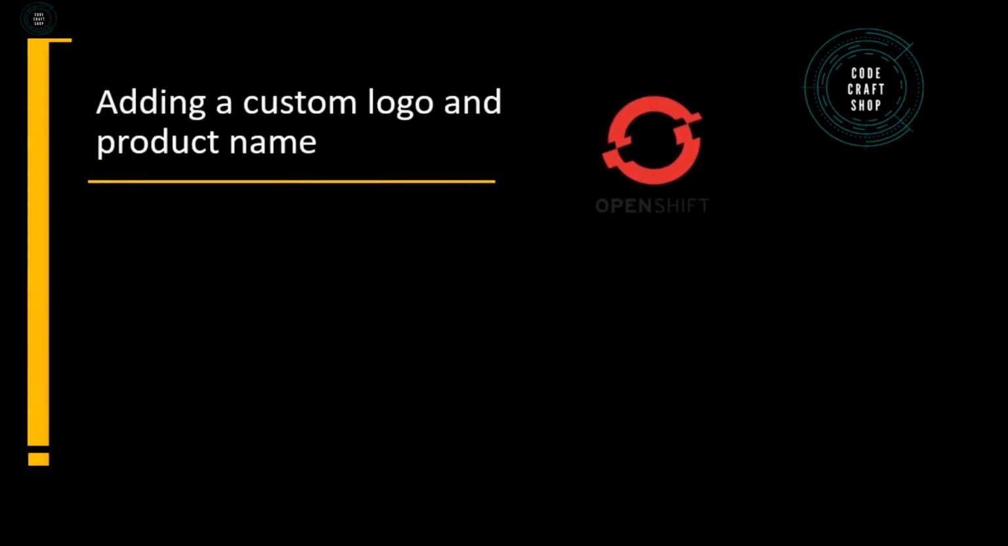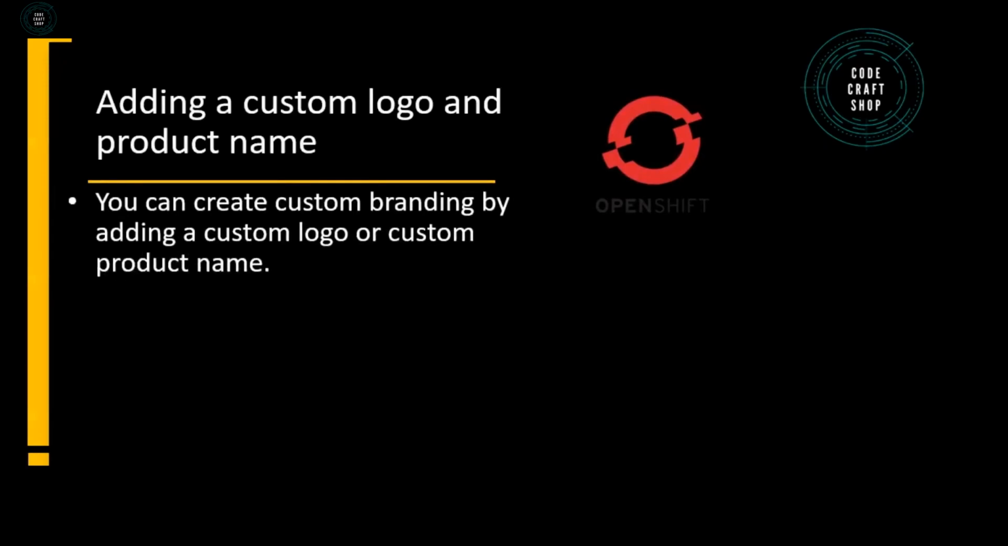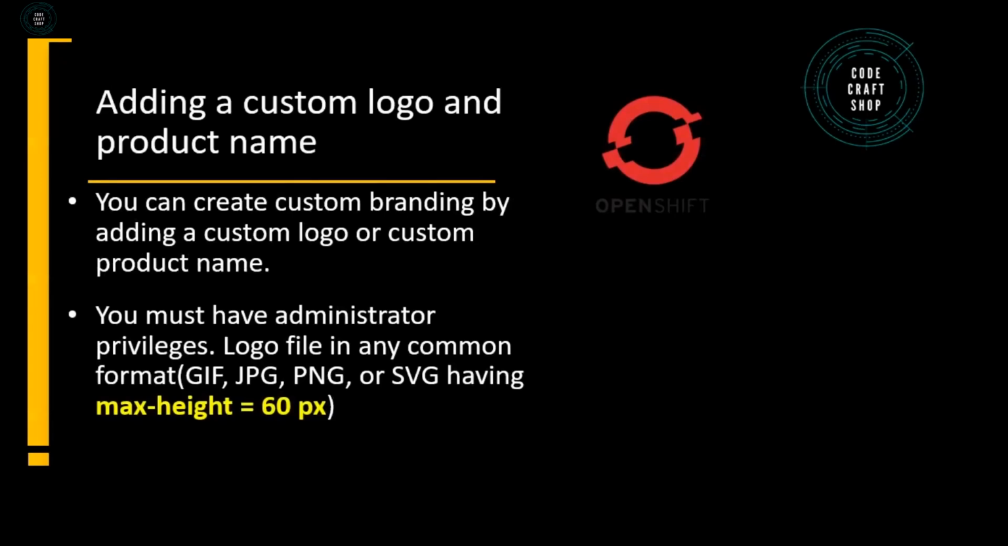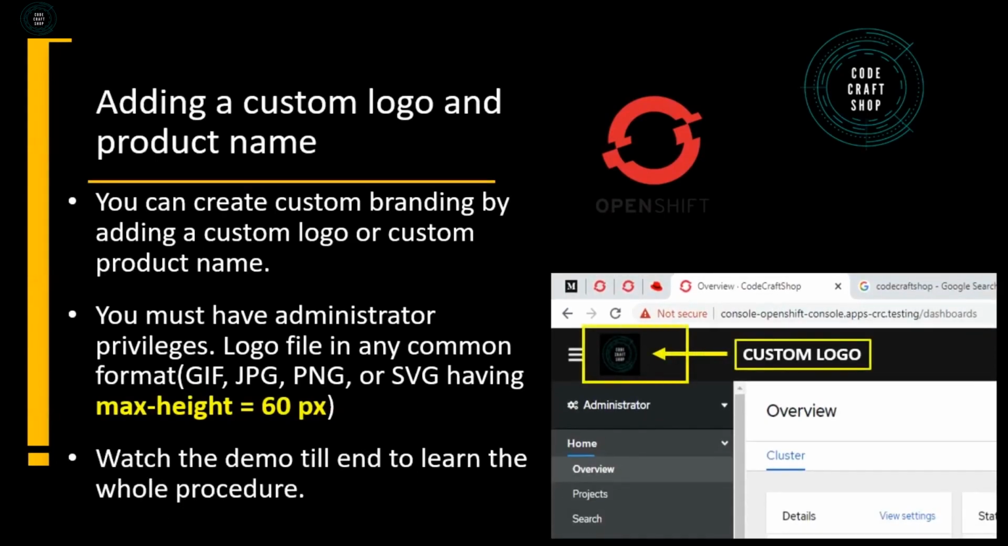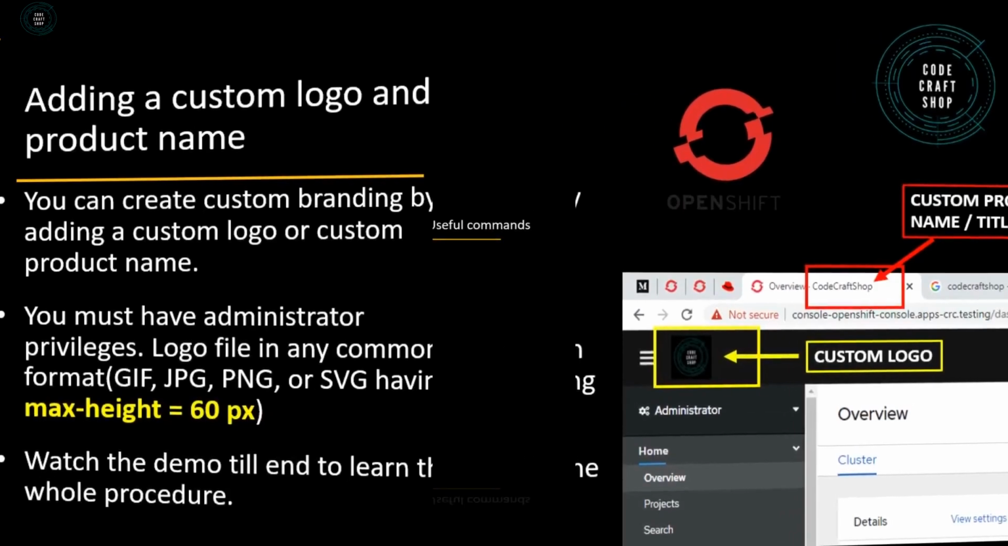In order to add a custom logo and product name, we need to follow certain guidelines. First of all, we should have administrative privileges, and then we should have the custom logo that we want to set, and make sure that the logo has a maximum height of 60 pixels. If you can see on the screenshot, I have changed the logo and the title. In order to learn the whole process, guys, please watch the video till the end.